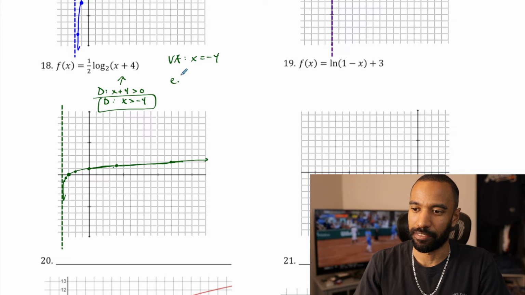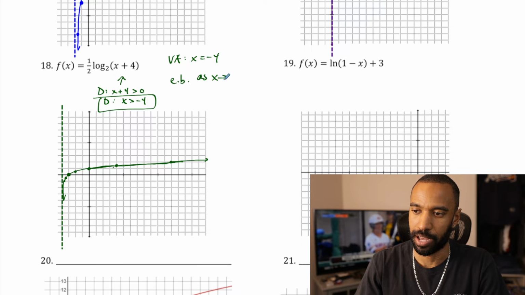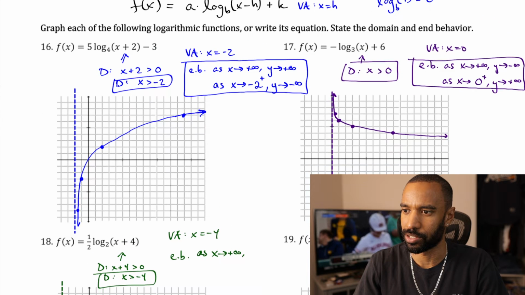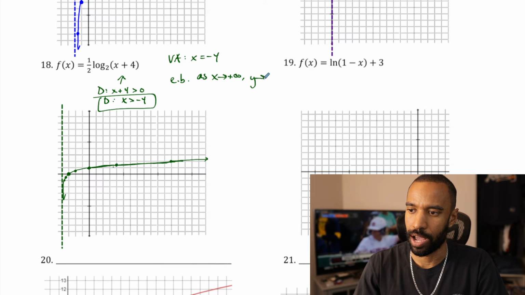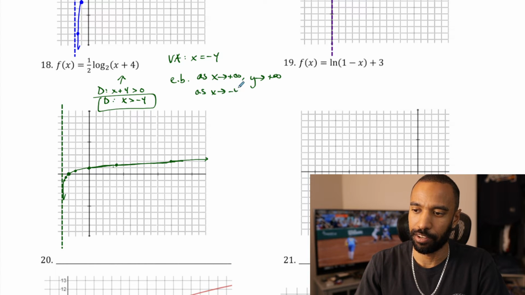Now I want my end behavior. As x approaches positive infinity, so does y. I'm not saying y or f of x, I've just been saying y. Y approaches positive infinity. You could do either or. And as x approaches what? -4, the right side of -4, y approaches negative infinity.